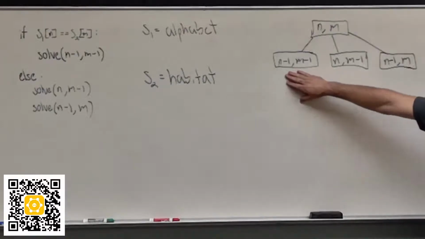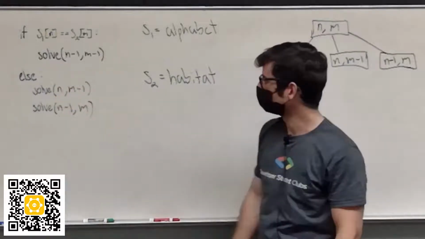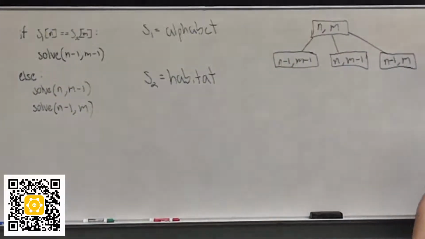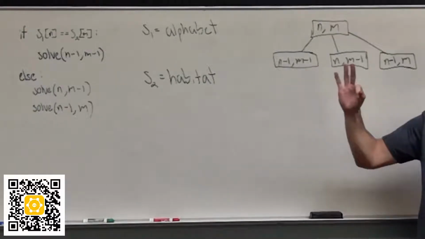When we're inside of here, remember it called itself. So now it's going to be calling itself, solve, right here with n minus 1, m minus 1. The issue now is that this can also call itself 3 times.